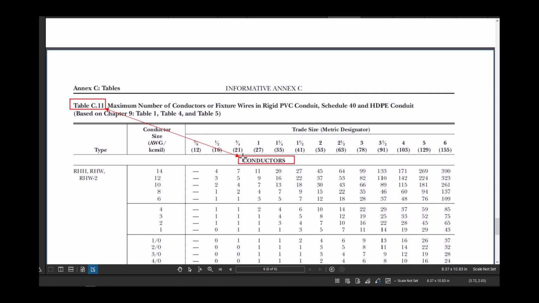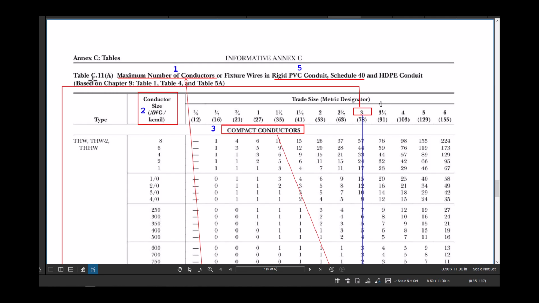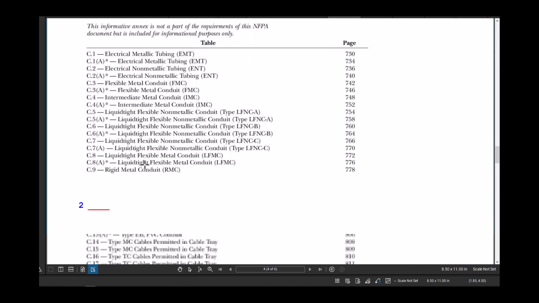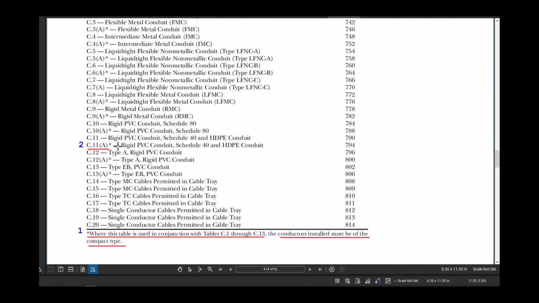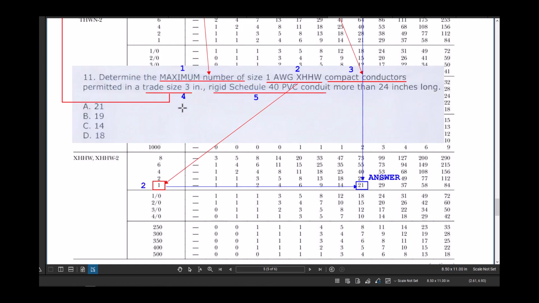But when we go to C.11 parenthesis A, if you see here, table C.11.A refers us to the compact conductor. Just memorize this in your mind. Whenever you're looking for compact conductor, we're looking for a different table. Now back to the question, and based on what we get here, we should go to the page 794. I am in the 794, if you see here, and I put the question here.